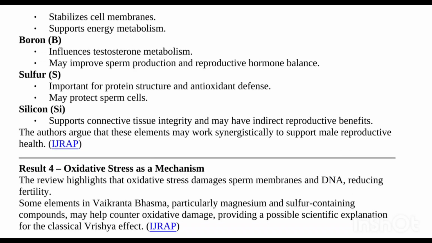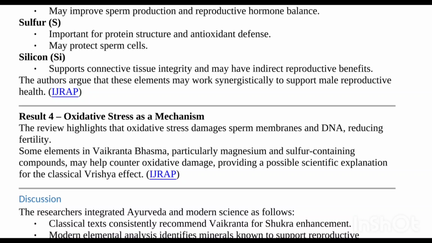Boron influences testosterone metabolism, and may improve sperm production and reproductive hormone balance. Sulfur, which is important for protein structure and antioxidant defense, may protect sperm cells. And silicon supports connective tissue integrity and may have indirect reproductive benefits. The author argued that these elements may work synergistically to support male reproductive health.